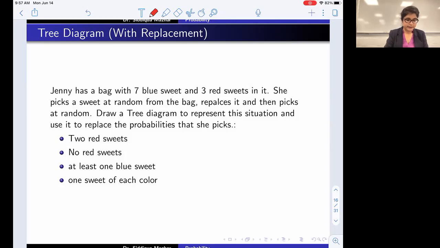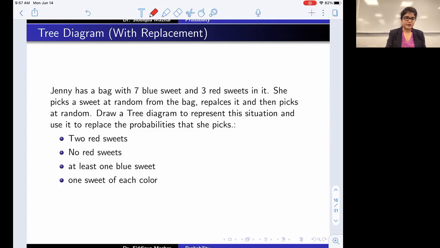Here is an example. Jenny has a bag with 7 blue sweets and 3 red sweets in it. So he has a bag which has a total of 10 sweets. From those 10 sweets, he has 7 blue and 3 red.